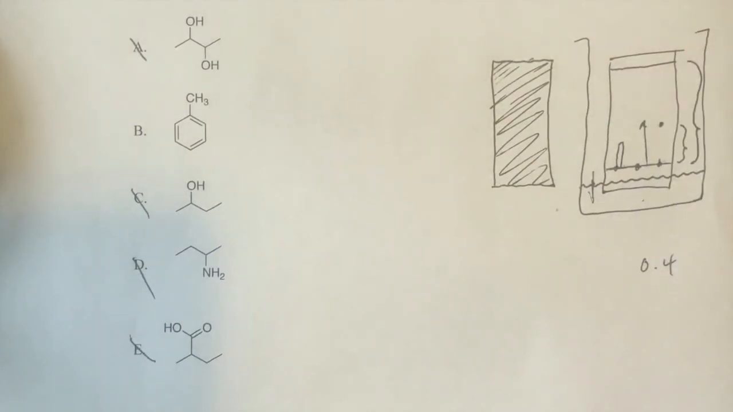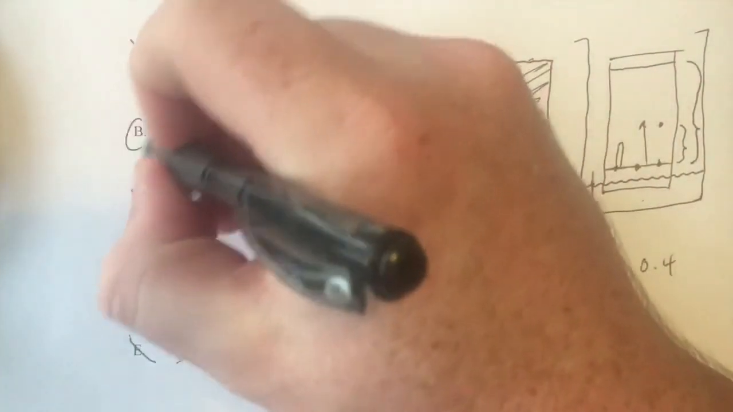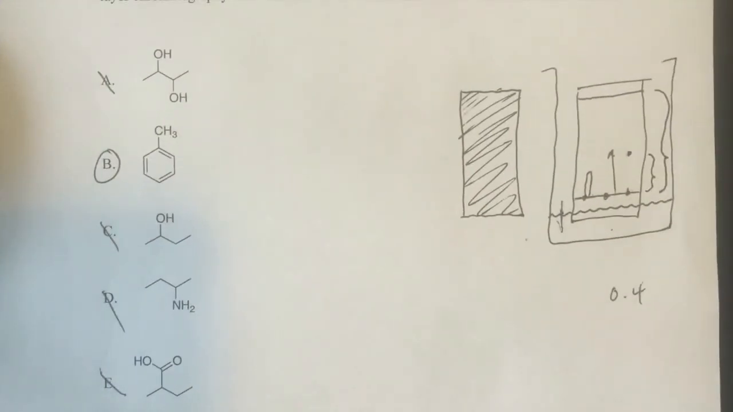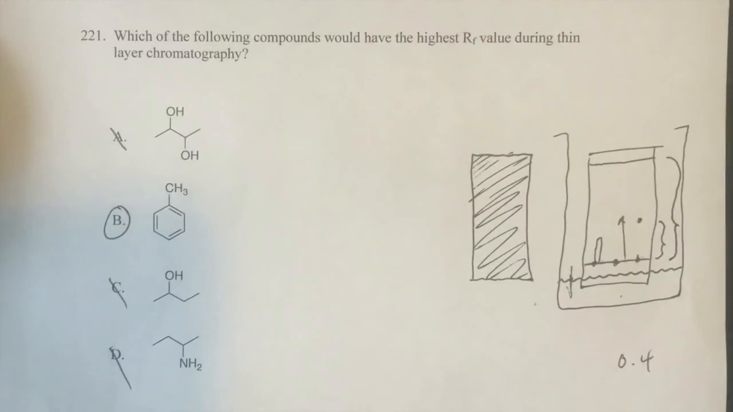So these compounds will all move really slowly and have very low RF values, whereas toluene here is not going to bind to the silica gel almost at all. So that'll pull up the TLC plate very fast. So the correct answer here will be answer choice B, without a doubt. It's not even close.